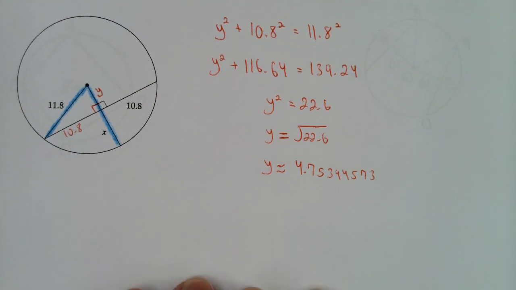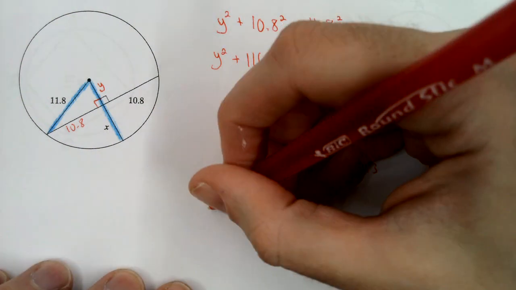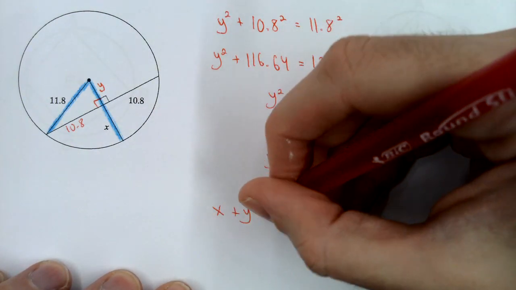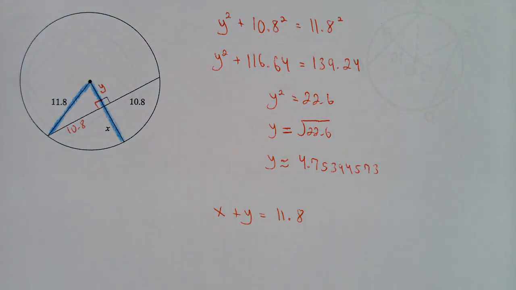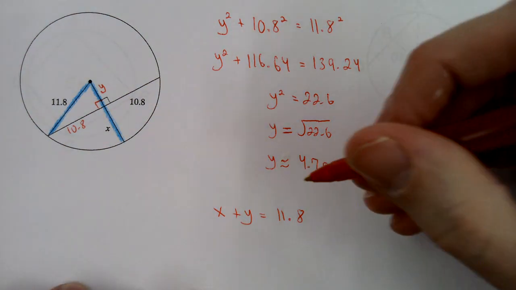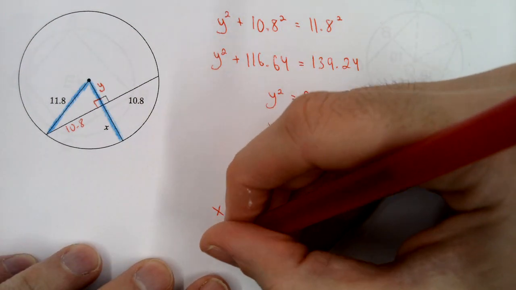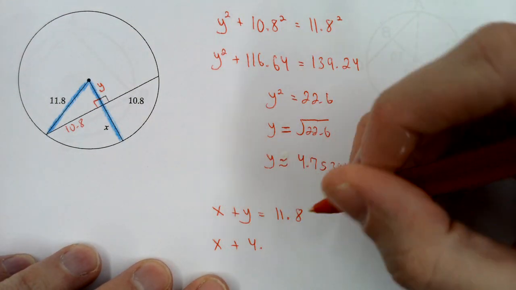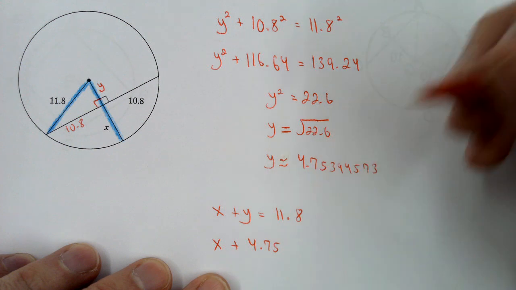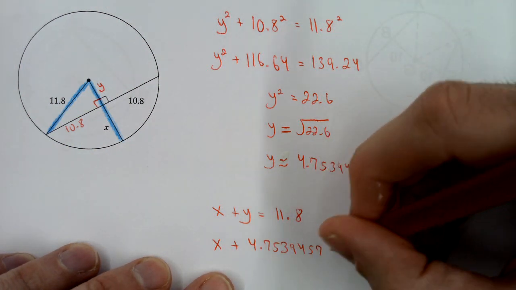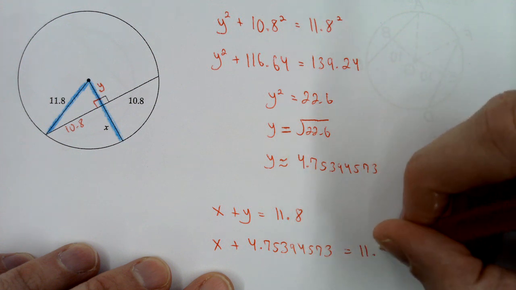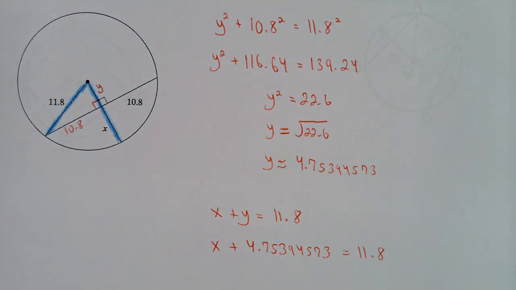So you should know that x plus y equals 11.8. All the radii are congruent. So if you know y, you can easily get x. So I'm going to say x plus y, which is 4.75394573, equals 11.8. You're going to subtract. Again, you can round to the very end.